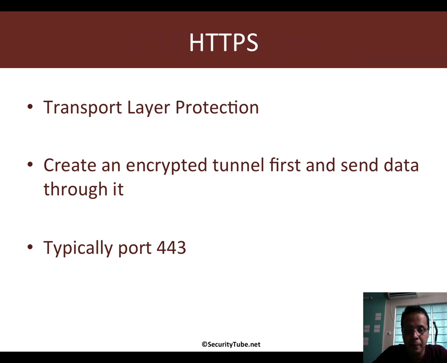So what do we do then? This is where we have HTTPS, which is really transport layer protection. Very simply put, HTTPS creates an encrypted tunnel first using public-private cryptography, and then within that encrypted tunnel, all our data, which could be credentials, just plain data, cookies, session IDs, everything gets tunneled into that encrypted hole. HTTPS typically uses port 443. However, just like any other service, it can be run on other ports as well.